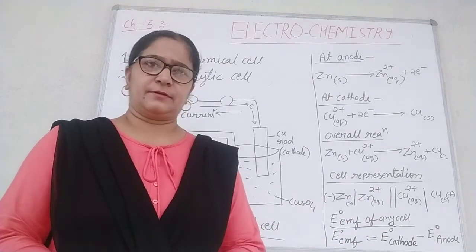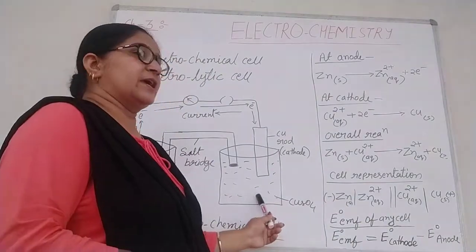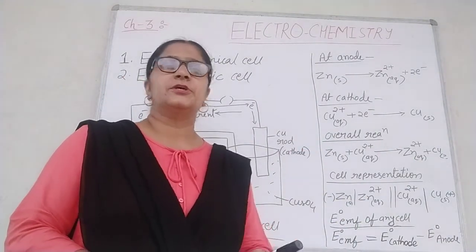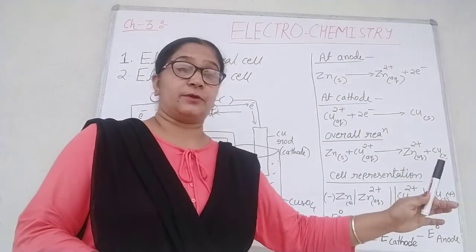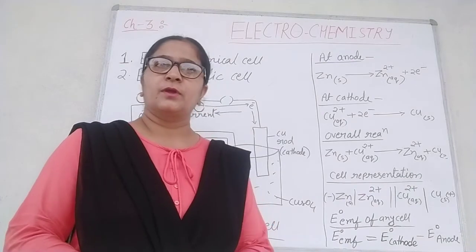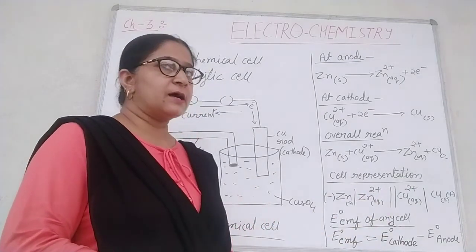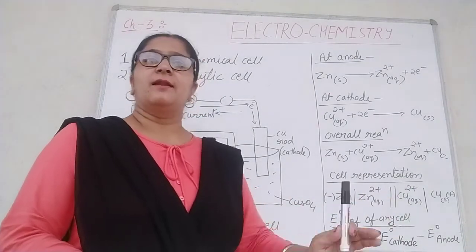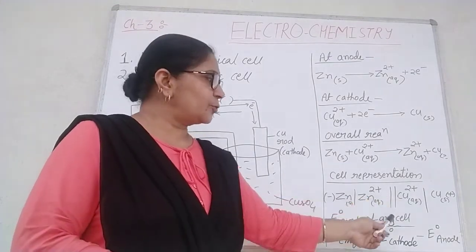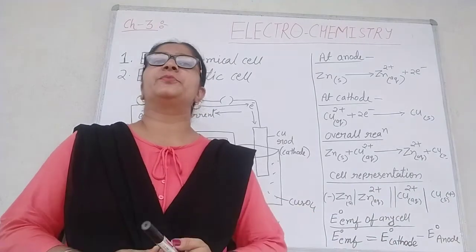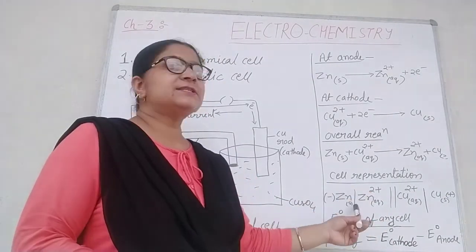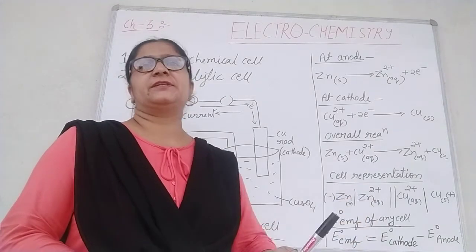On the other hand, in reduction half cell, copper ion is getting reduced to copper atom. Both the half cells are separated by two vertical lines which represent the salt bridge. So this is the pattern of cell representation.